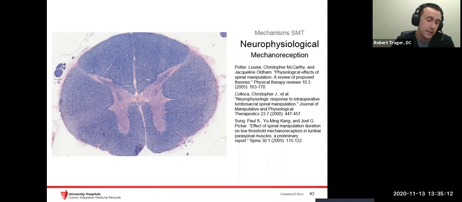And I think all these mechanisms are at play. I don't think it's just one or the other. I think they're all a little bit involved. And I do like this one.